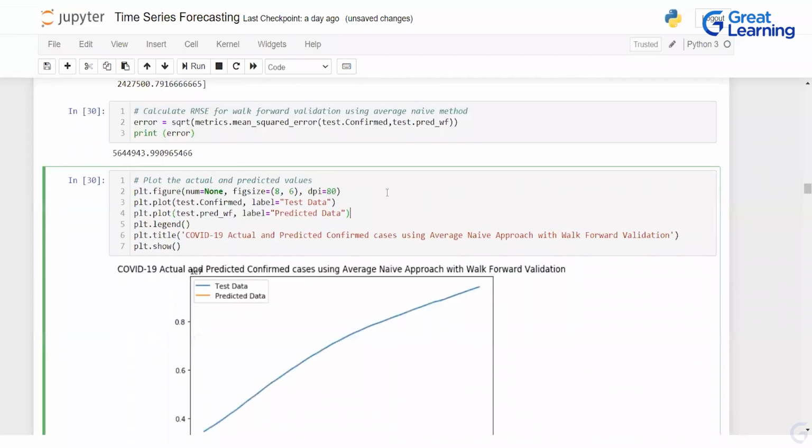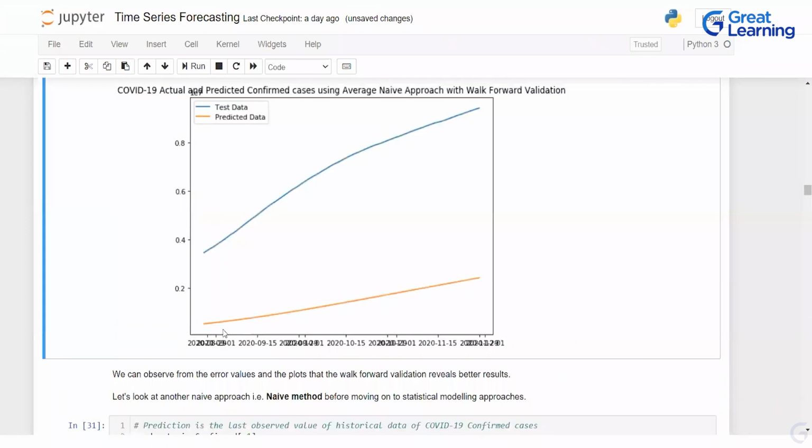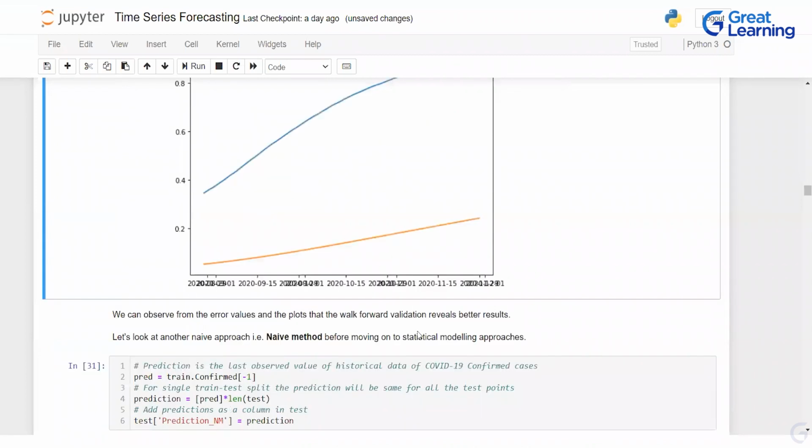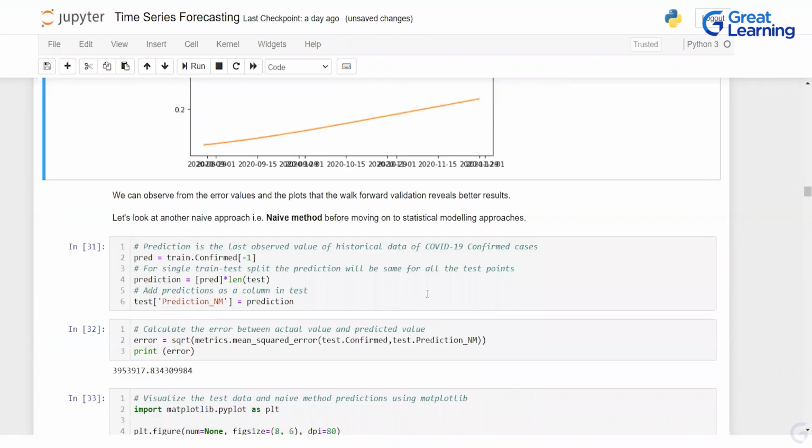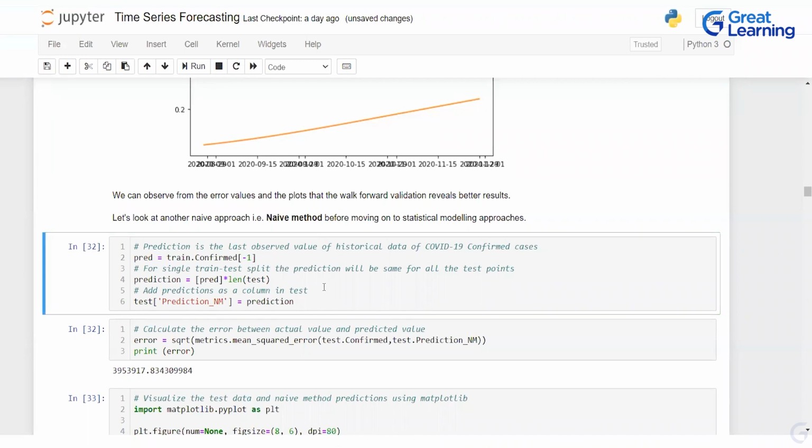Let's plot this thing. It's not changing drastically, but yes, there is an increase. It's now no more a flat line. This is the naive method that I'm using. Now what I will do is the walk forward validation, compared with your simple mean average. Now I will use the naive method: whatever is my previous value, that's what I'm going to use.